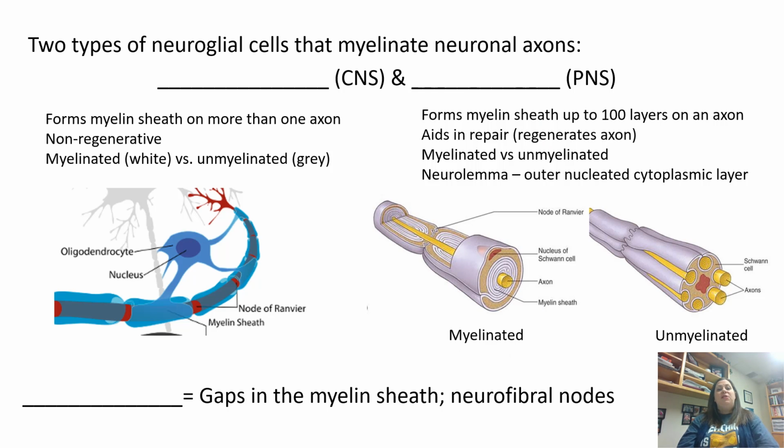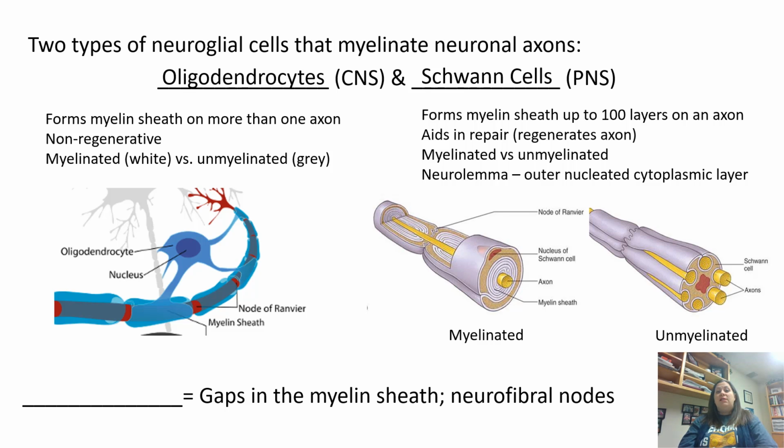Now, there are two types of the neuroglial cells that are responsible for the myelin that goes around the axons. These are going to be the oligodendrocytes in the central nervous system and the Schwann cells in the peripheral nervous system. These are going to form the myelin sheath on more than one axon in the central nervous system with the oligodendrocytes. These are non-regenerative, so they do not have the ability to be reproduced. They produce the myelination, which forms the white matter, whereas the areas that are unmyelinated, like the cell bodies and the dendrites, are going to be called the gray matter.